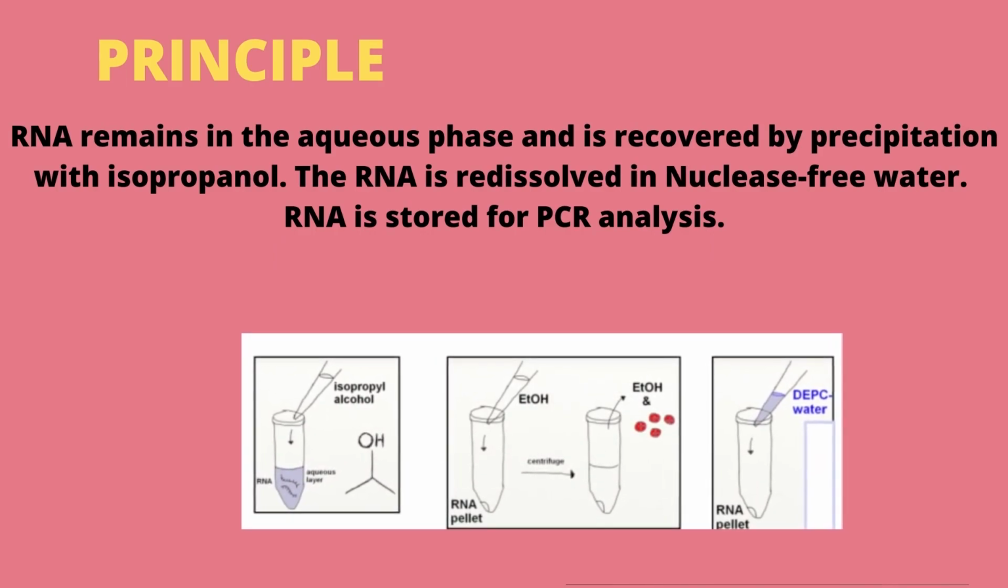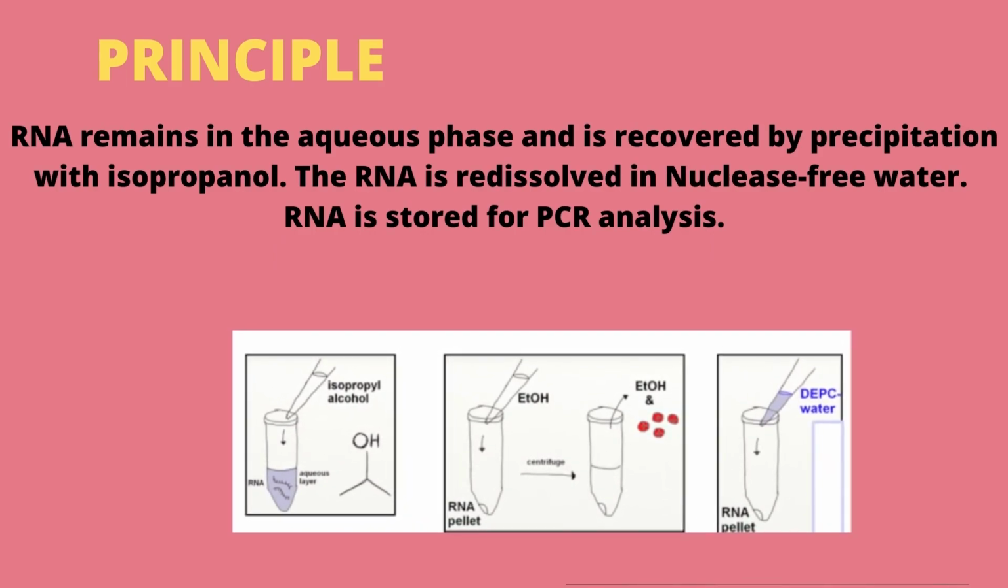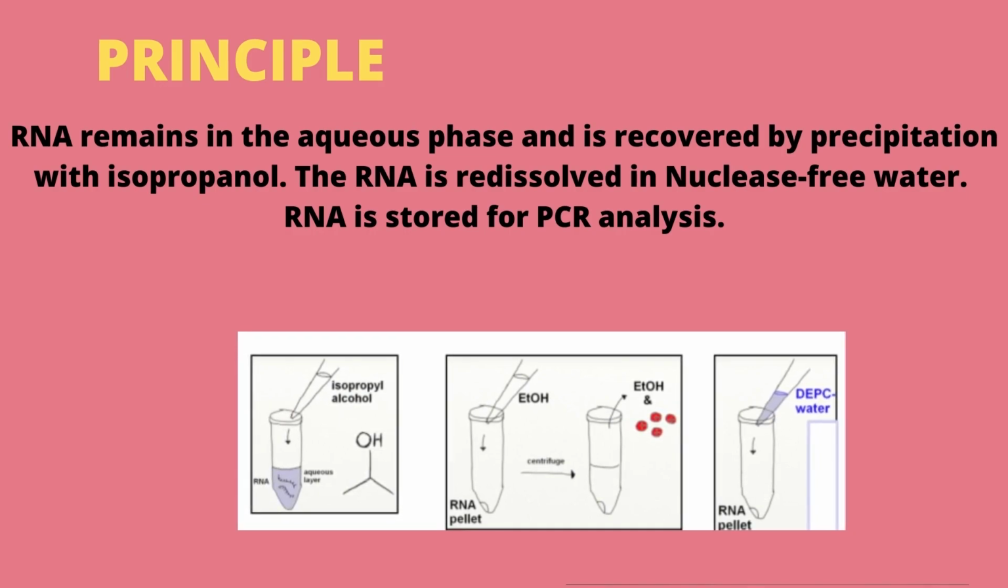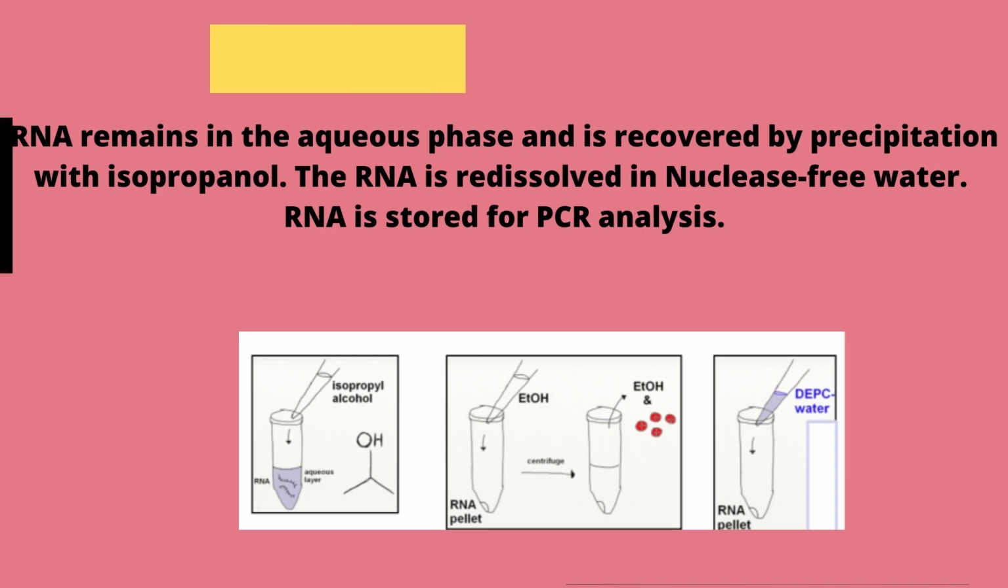Now comes the precipitation and resuspension of RNA. Once the RNA is restored from the aqueous phase, it is recovered by precipitation by adding isopropanol followed by ethanol. Once it is done, we get the RNA pellet. This pellet is redissolved in nuclease-free water, which can be stored for further analysis at -20 degrees Celsius.